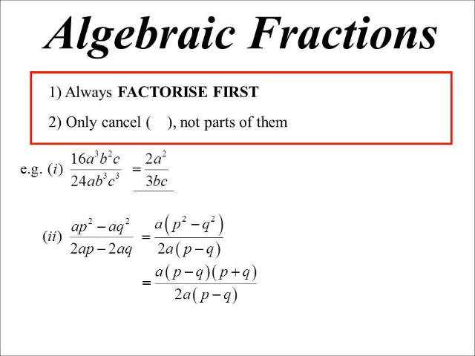Now we can look at it and go, oh yeah, look, top and bottom. There's a p minus q, we can cancel that. There's an a that'll cancel as well. And we just get p plus q on 2. So, that's the idea.